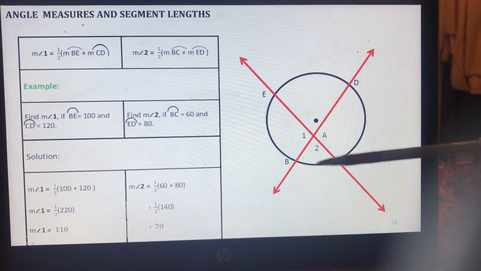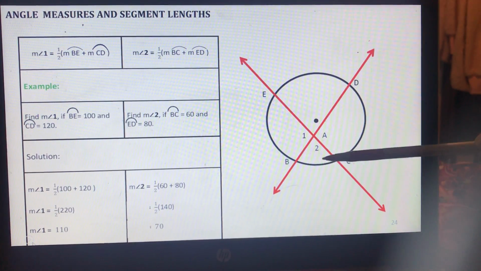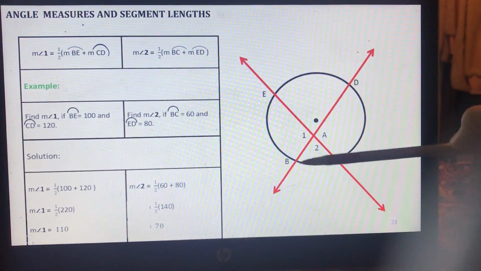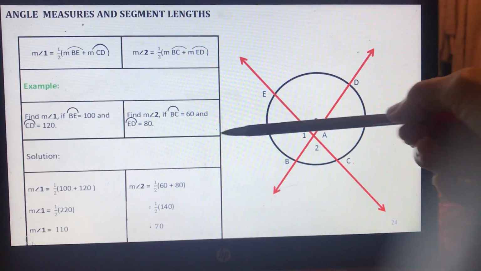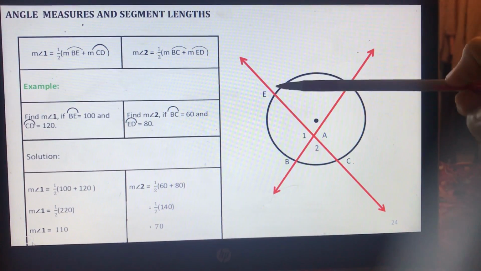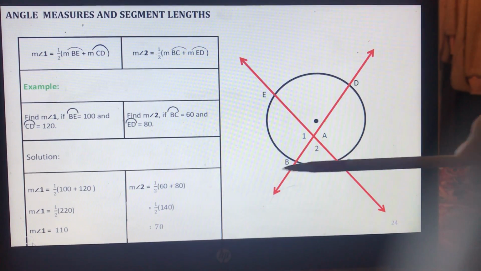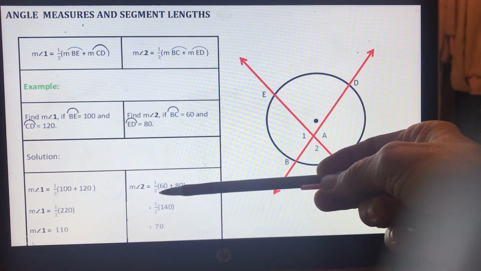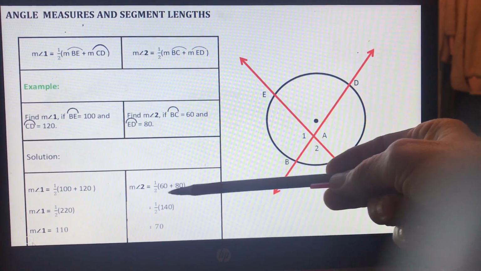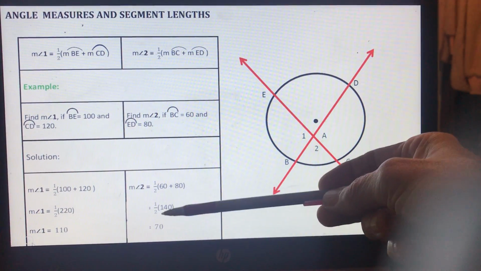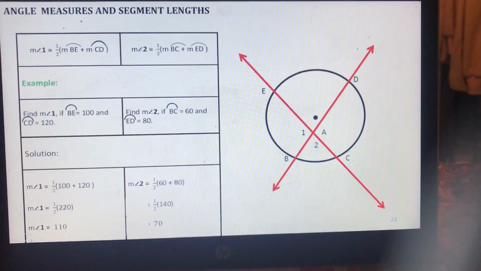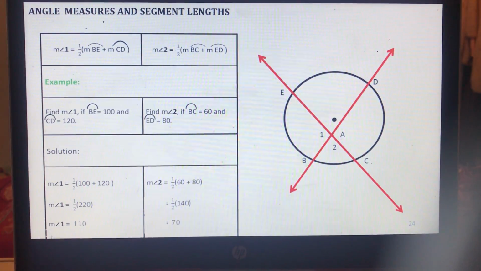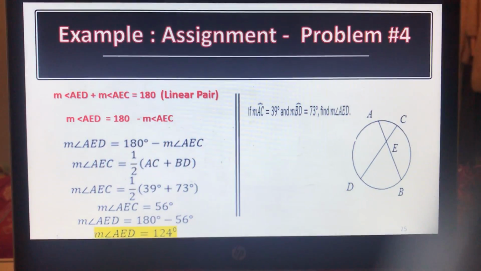The same thing we do for the measure of angle 2. Notice that angle 2, this is its vertical angle. So angle 2 is intercepting BC, which measures 60, and this angle is intercepting arc ED, which measures 80. So then we take the measure of angle 2, we substitute the values, it is going to be equal to 1/2 of 60 plus 80, which is equal to 1/2 of 140, and 1/2 of 140 is going to be equal to 70 degrees.